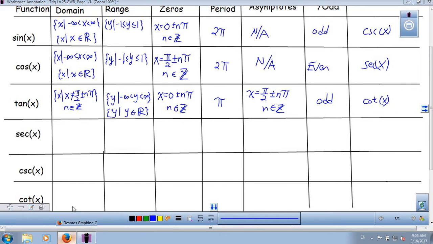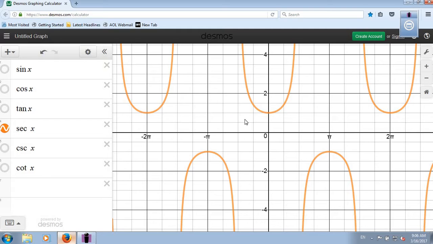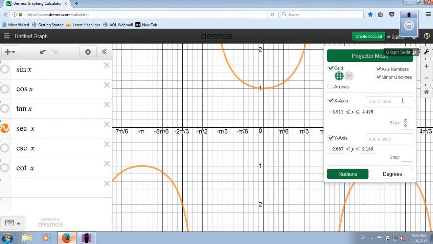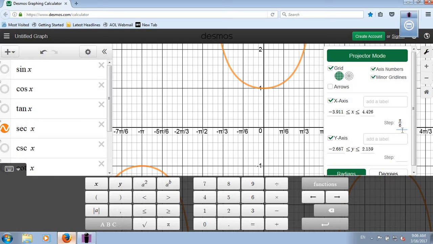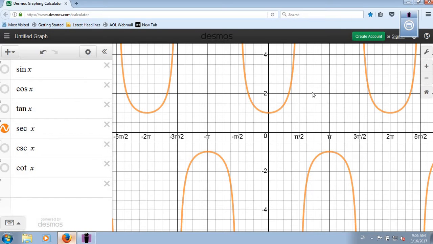Alright, secant x. Let's take a look at secant x. Secant x is a little bit different than what we have seen before. Secant looks like this. Now, as you can see, the domain also excludes some numbers. Let me go ahead and change back to pi over 2 here so we can see a little bit better. Now you see pi over 2 is the asymptote, right? Pi over 2, negative pi over 2, 3 pi over 2 are the asymptotes.